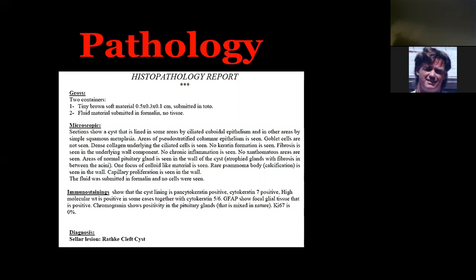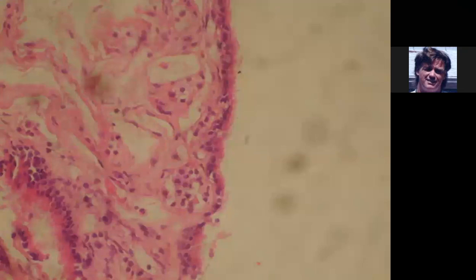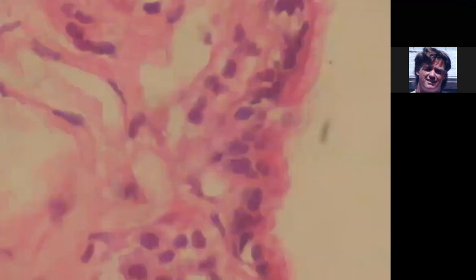This is back to the case. This case is a Rathke's cleft cyst. Rathke's cleft cyst is a simple cyst. You can see it's usually ciliated columnar or cuboidal epithelium, and there are stromal cells. You can see some mucin in here, we could see the colloid material in there. And we can see the cilia is very prominent. And you can see here, this is the pituitary gland that's compressed.